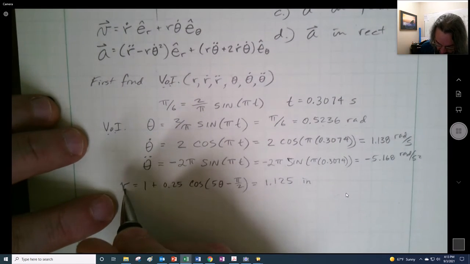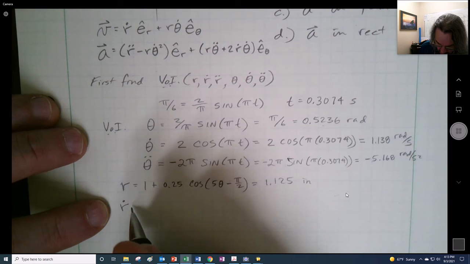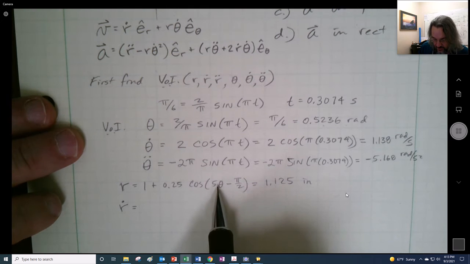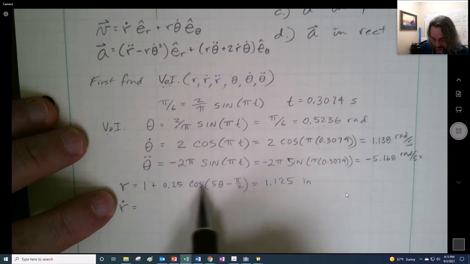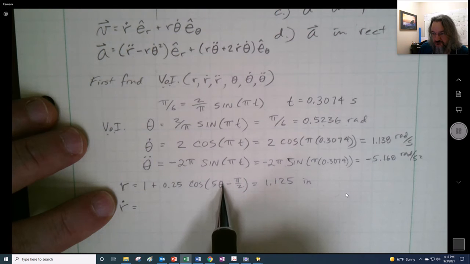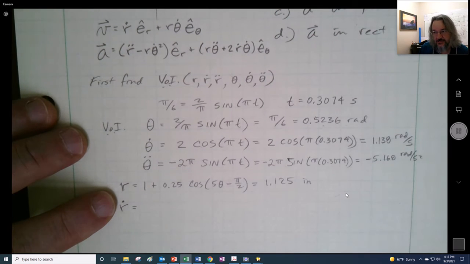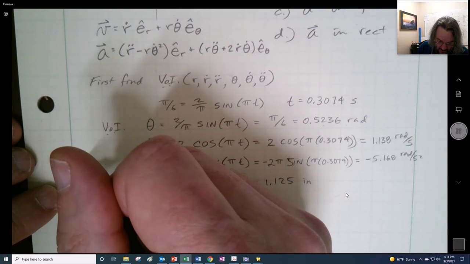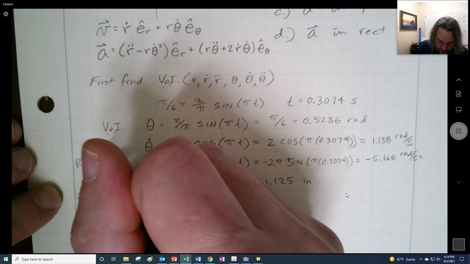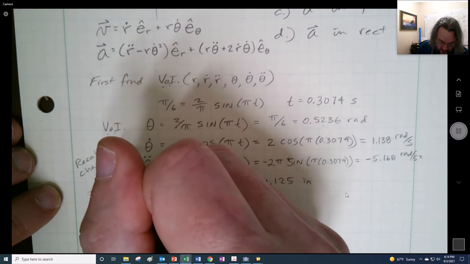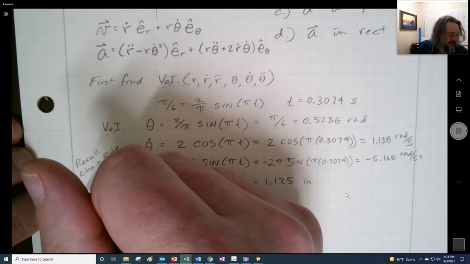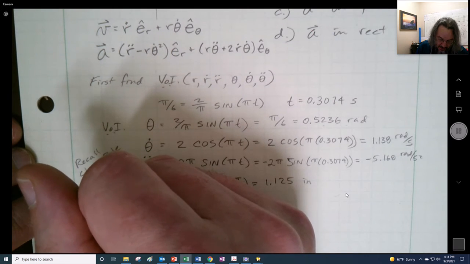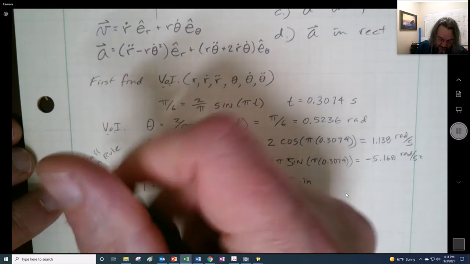Now comes some tricky stuff. We want to take the time derivative of this. And maybe we did an example in class, but you have to remember, you take the derivative of this with respect to time, but this is a function of angle, not a function of time. To get around that, you use the chain rule. I'll write it over to the side, recall chain rule.